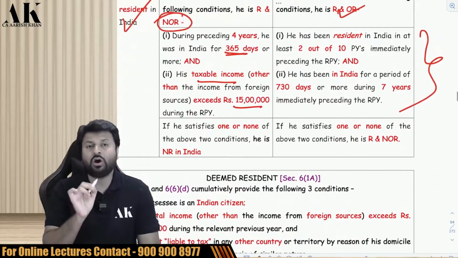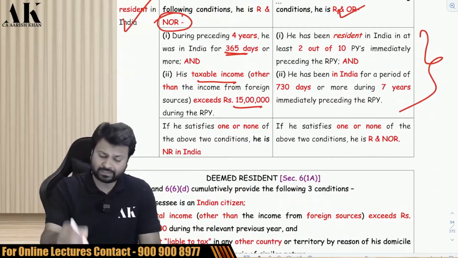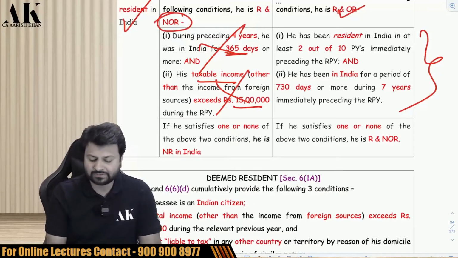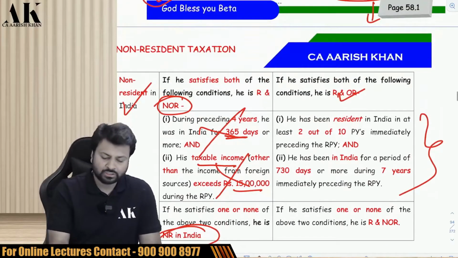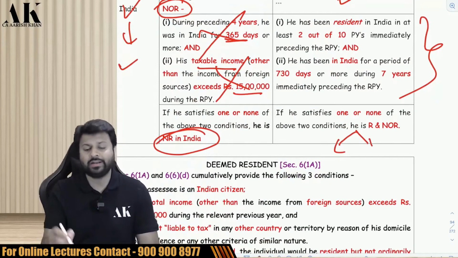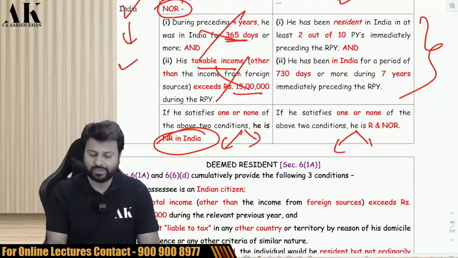So if these two conditions are fulfilled and he stays for 120 days to 181 days, then he will be not ordinary resident. But if he does not fulfill any of the conditions, then he will be called what? Non-resident. So here there is only one possibility, non-resident. Here there are two possibilities, ordinary, not ordinary. Here also there are two possibilities, either not ordinary resident or non-resident.